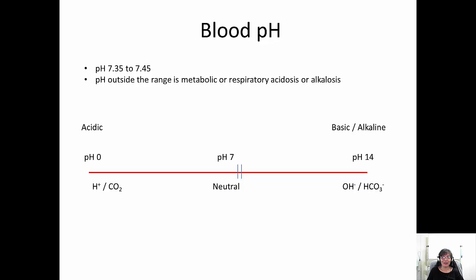Blood has a very narrow pH range. It ranges between 7.35 and 7.45. If the pH drops below that or rises above that, then we suffer from acidosis or alkalosis.